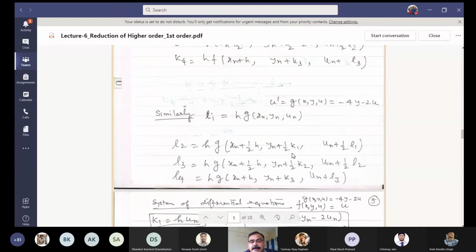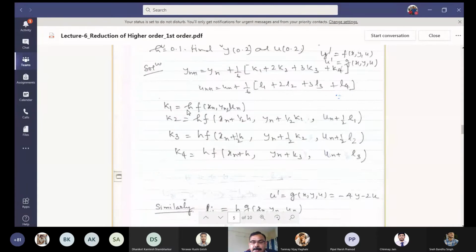Now you see one thing. You have to calculate K1, then L1, K2, then L2, K3, then L3, and then K4, then L4. Otherwise you won't be able to proceed, because if you see the first one, n equal to 0, K1 will be h f of x naught, y naught, u naught. And then K2 will be h f of x naught plus h by 2, y naught plus k1 by 2, and u naught plus L1 by 2. So unless you calculate L1 at the K1 stage, you don't have the value at this stage. So you have to calculate your L1.